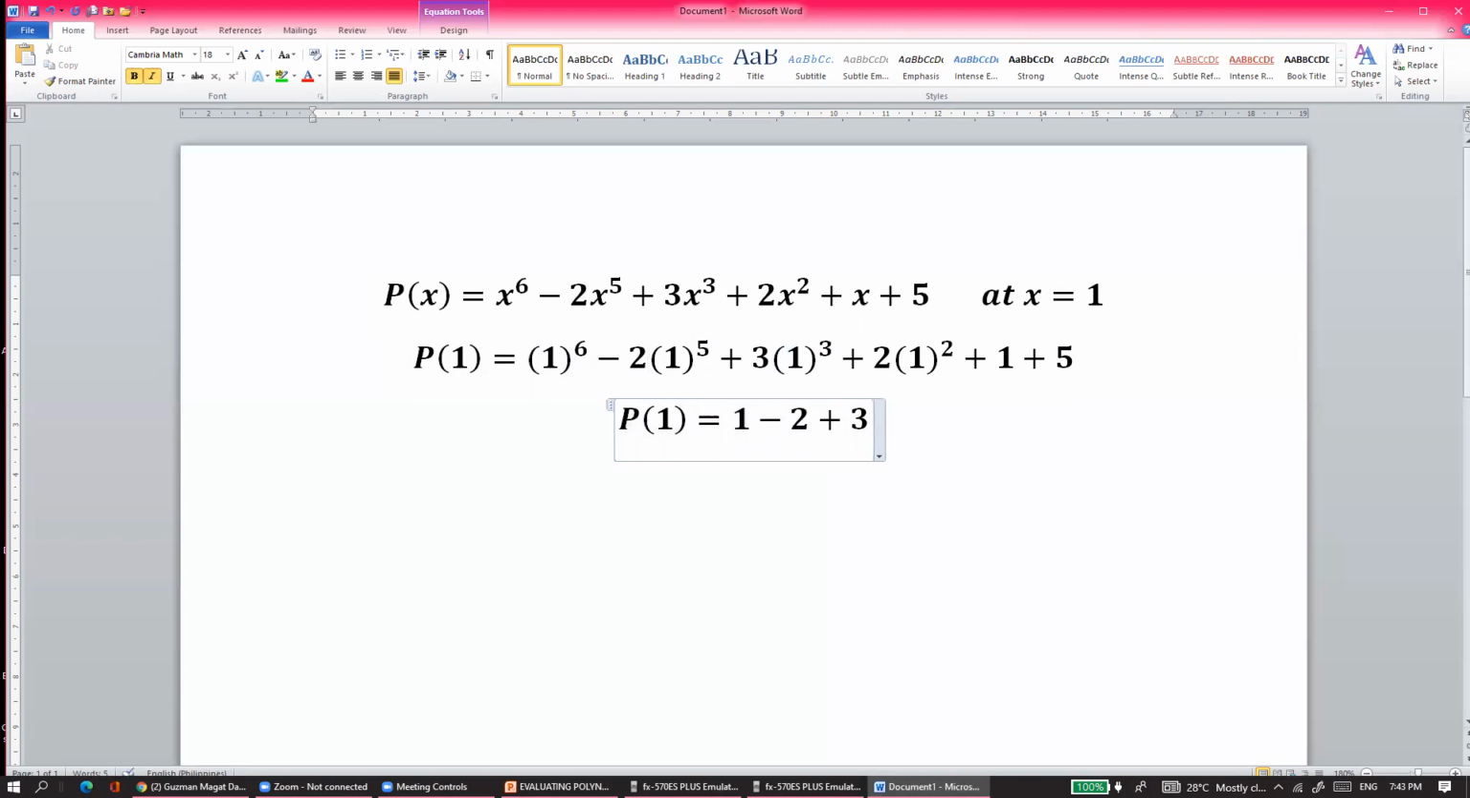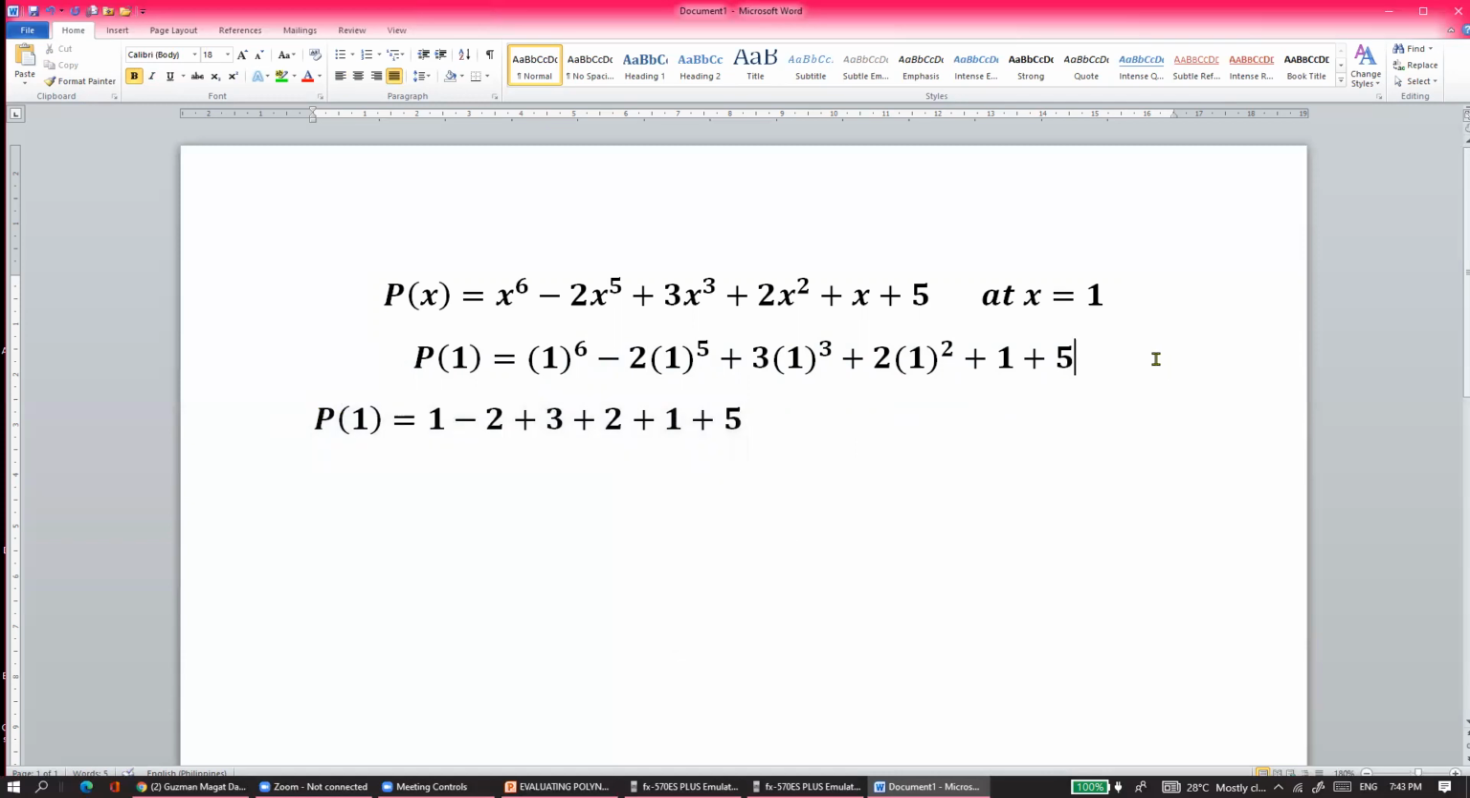Naintindihan ba, anak? Yes, po, sir. Okay. Ang 1 square is 1. So 1 times 2 is 2. So we have now plus 2. And then, originally, may plus 1 and plus 5 naman. Yan, plus 5. And then, simplify natin, ano?